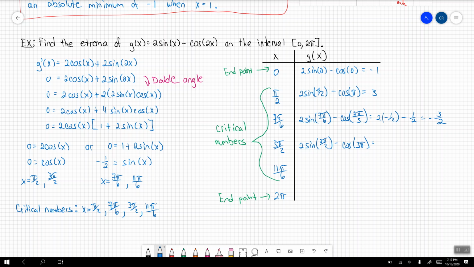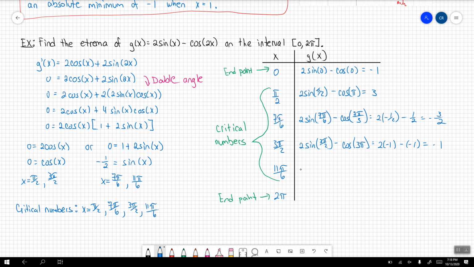Okay, sine at 3 pi halves. Well, sine at 3 pi halves is going to be -1. So this is going to be 2 times -1. Cosine at 3 pi, that's back into a reference angle of cosine of pi, which is -1. Which means this is going to get us minus -1. So -2 plus 1 should get us -1.